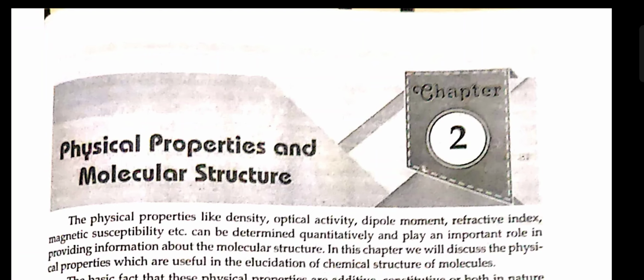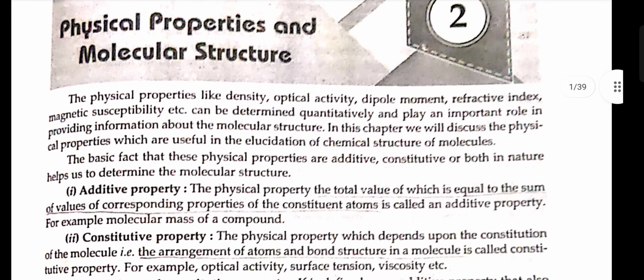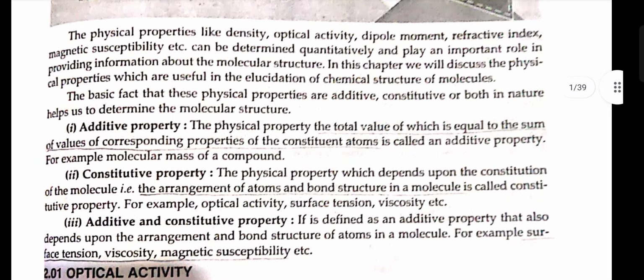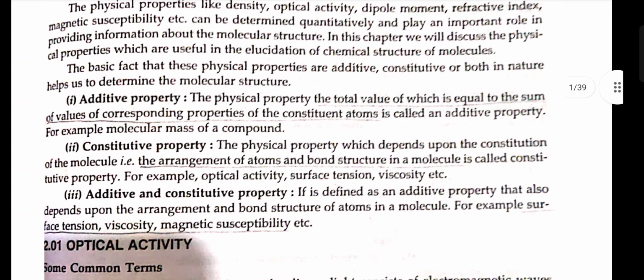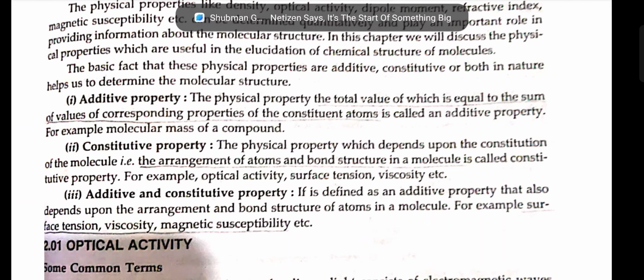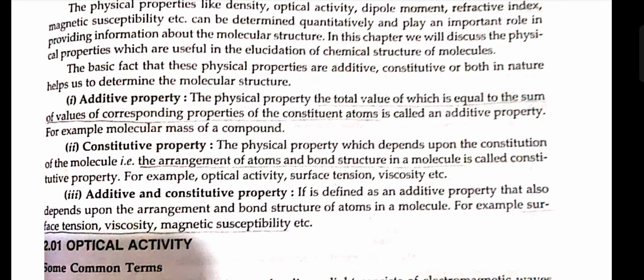Today we are studying physical property and molecular structure. Additive properties are those properties whose total value is equal to the sum of the individual constituent particles or atoms, for example, molecular mass. Constitutive properties are those properties whose values depend upon the structure and arrangement of atoms, like optical activity, surface tension, viscosity, etc.